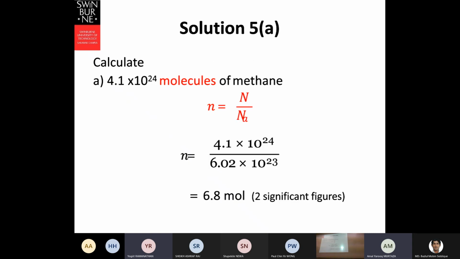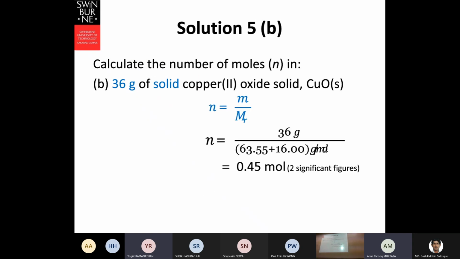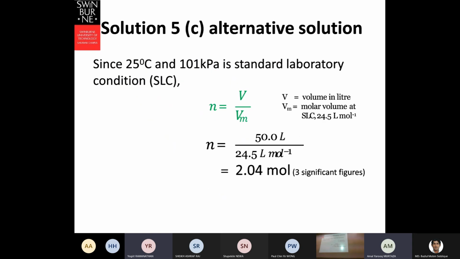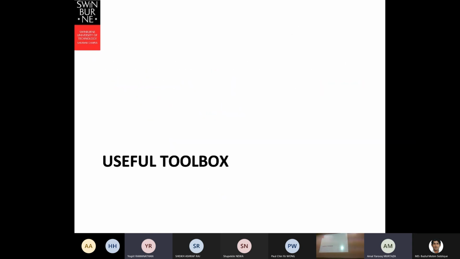The solutions are given already. For number 1, we just divide the number of molecules over Avogadro's number to find the number of moles, and we just follow the steps. So it will be done.